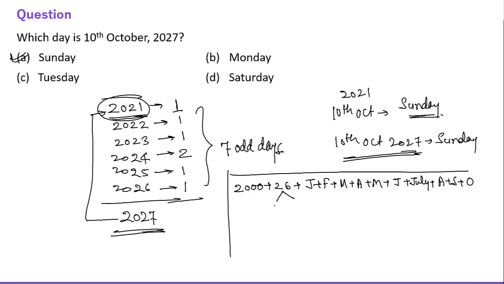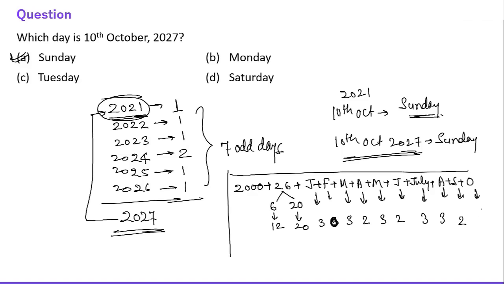So in these 26 years, there are 6 leap years and 20 ordinary years. 6 leap years means 12 odd days, and the 20 ordinary years give 20 odd days. Then for the months, 3, 2, 3, 2, 3, 3, 2, and this is 10. 10 divided by 7 will give you 3. So just add all of them.